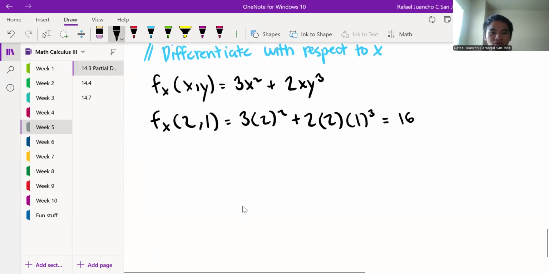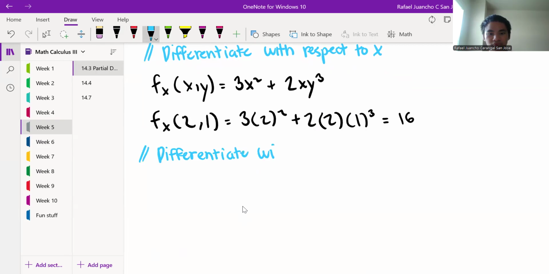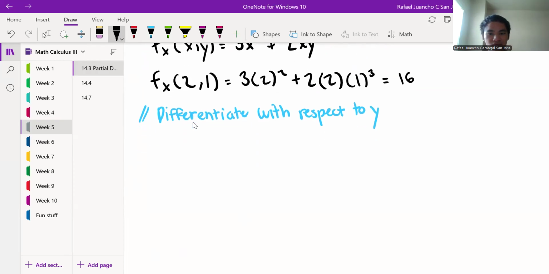Nice. Now what do we do next? Now we differentiate with respect to y, so that I can find my y values here, right? So let's quickly do that. F sub y. I'm not gonna do it in limits anymore. Why in the world would I do that when I have these?